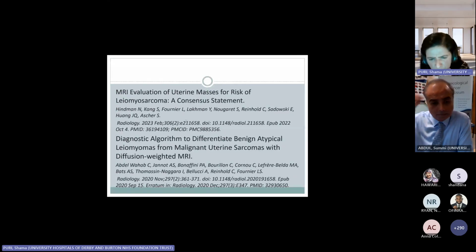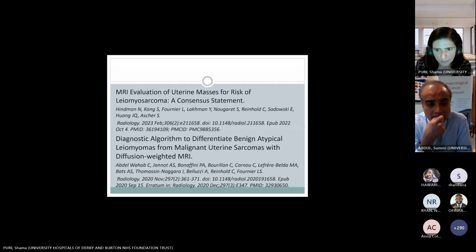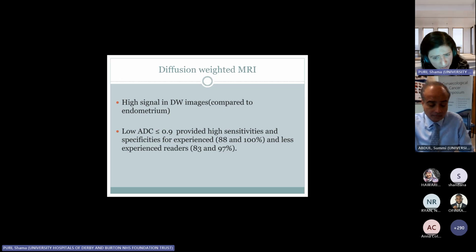So in the last 4 or 5 years, there has been a lot of publication about MRI use in differentiating benign fibroids from leiomyosarcoma. And these two papers have made quite an impact. This is a very recent one published in Radiology. And what they are saying is that to differentiate between these two things, the main player is diffusion weighted MRI. That's what you have to do.